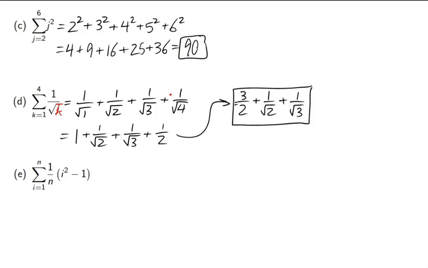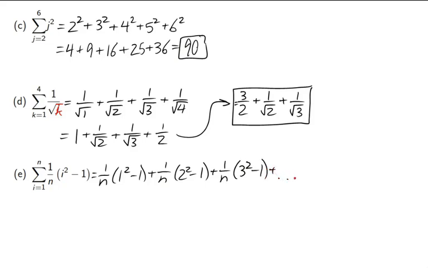Next one. So this one's a little bit strange, and then it goes from 1 to n. I'm just going to show you the pattern because I can't write it all down. And there's even a 1 over n here. Now that 1 over n does not have an i in it, so it's just going to sit there. So the first one is 1 over n times, well, 1 squared minus 1. Plug in 1 for i. Plus 1 over n times 2 squared minus 1. Plug in 2 for i. Plus 1 over n times 3 squared minus 1. Plug in 3 for i, and so on.